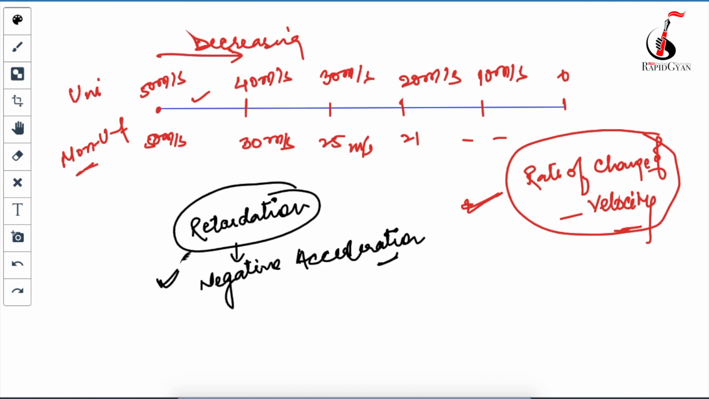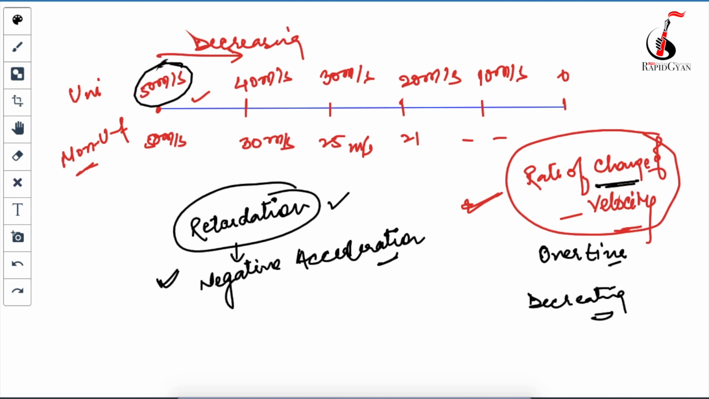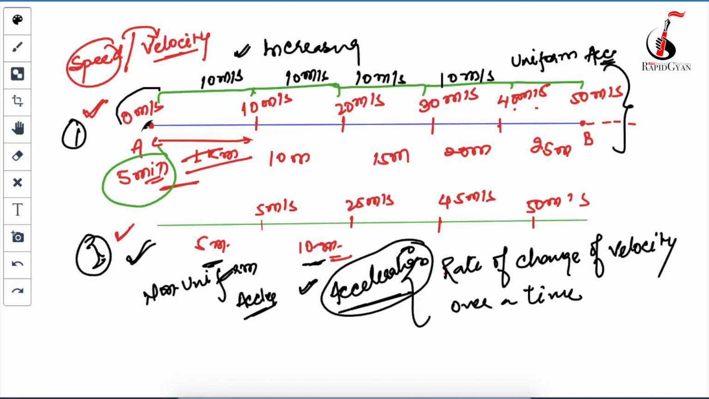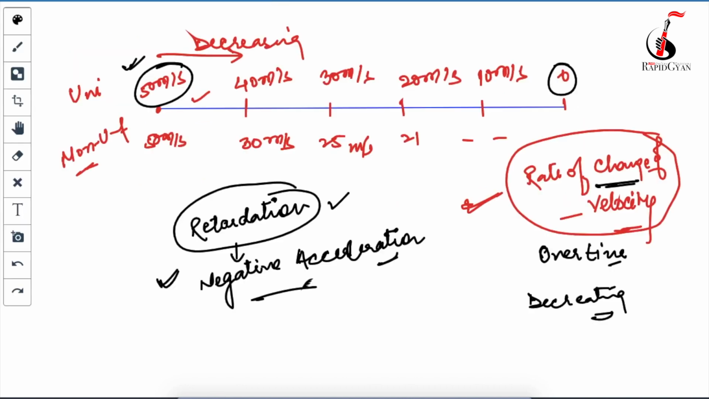So don't get confused. If anywhere in the exam you get what is retardation, retardation is again the rate of change of velocity over time, but the velocity is decreasing. In this case your initial velocity will be more than your final velocity. But in the first case, your initial velocity is less than your final velocity. Hope you guys understand what is acceleration and what is negative acceleration or retardation. Guys, this is very important.